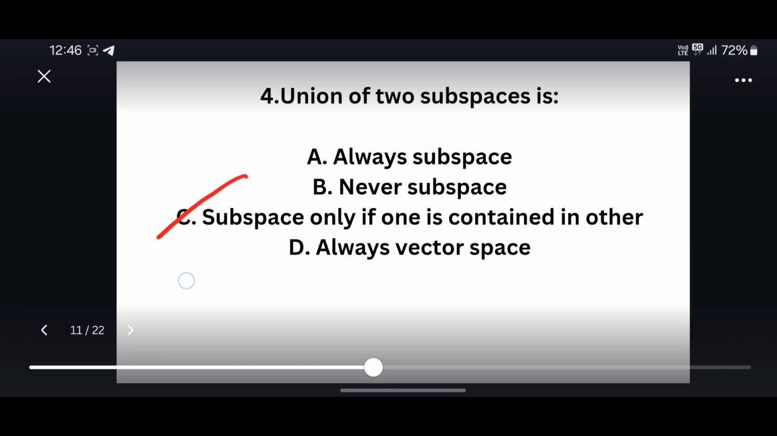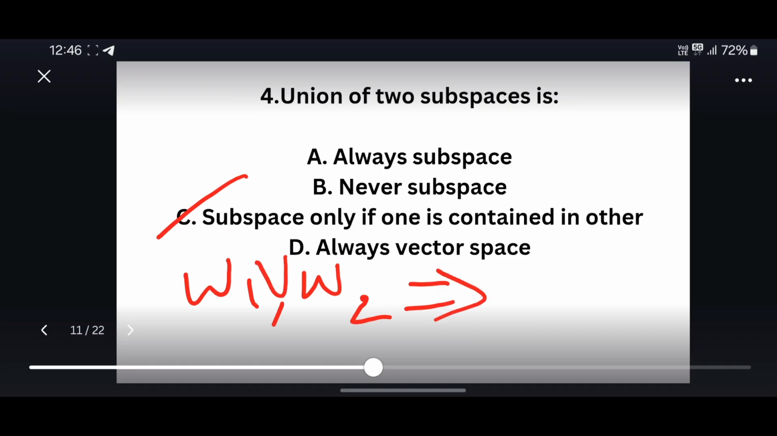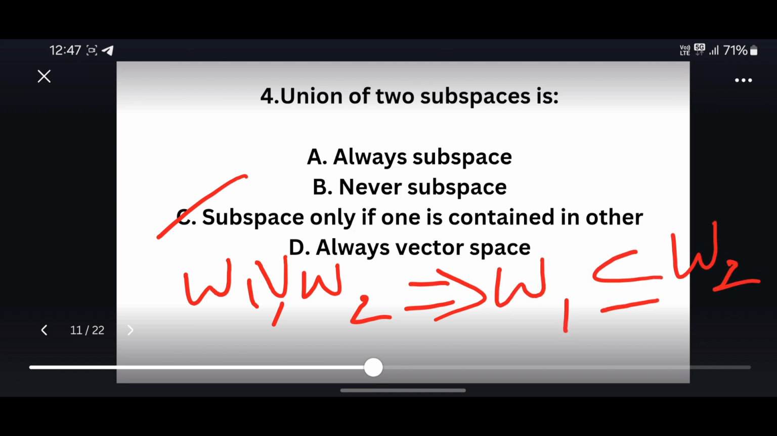Suppose we take two subspaces, W1 and W2. When is W1 union W2 a subspace? When W1 is a subset of W2, or otherwise W2 is a subset of W1. Only at that time is the union of two subspaces a subspace.